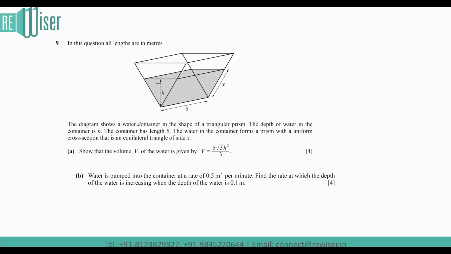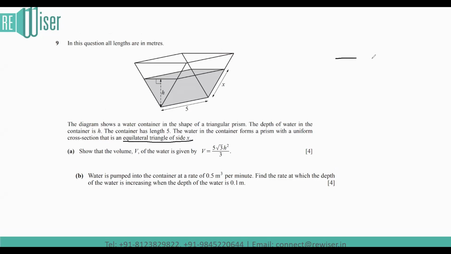Hello students. The diagram shows a water container in the shape of a triangular prism. The depth of the water in the container is h, which they have shown. The container has a length of 5, and the water in the container forms a prism with a uniform cross-section that's an equilateral triangle of side x.